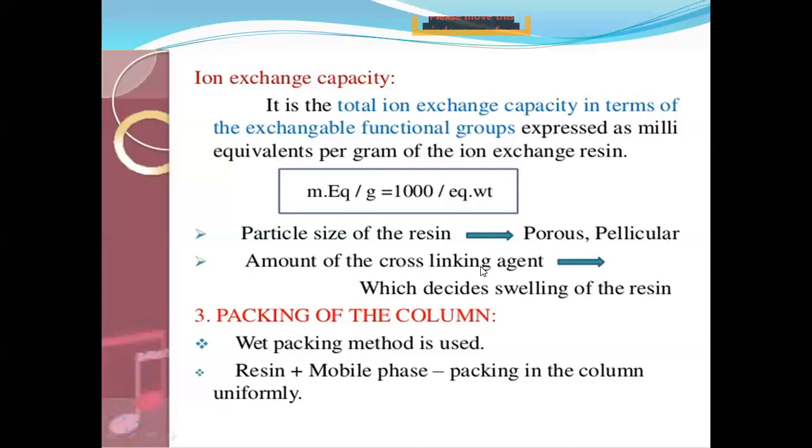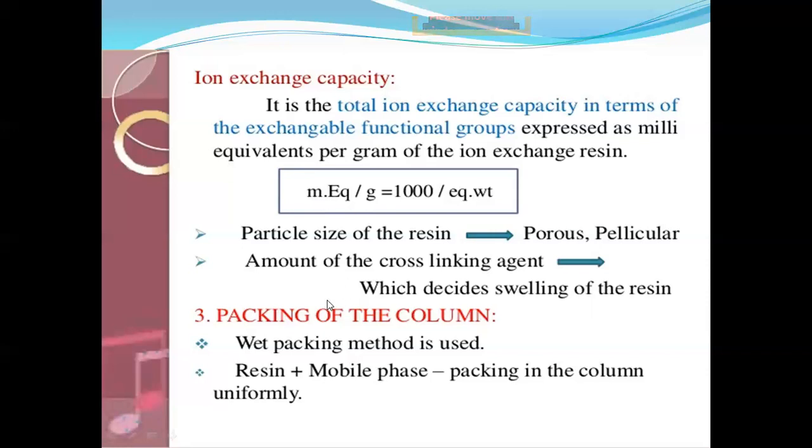And the amount of cross-linking agent is very, very important. When we have the cross-linking agent, it affects the swelling nature. So when our resin is properly swelled, what happens? Ion exchange capacity enormously increases. So if it is properly swelled, this value will be increased, capacity will be increased.